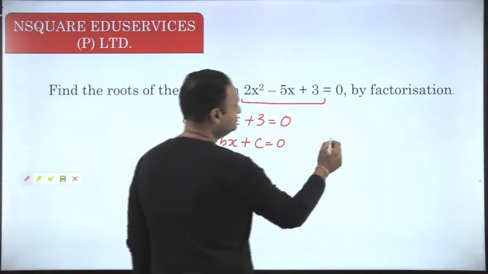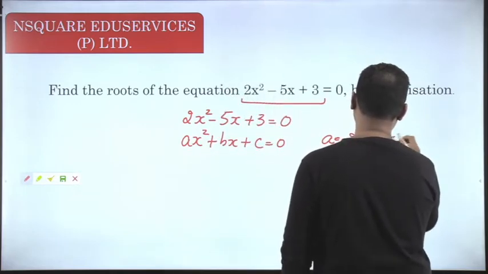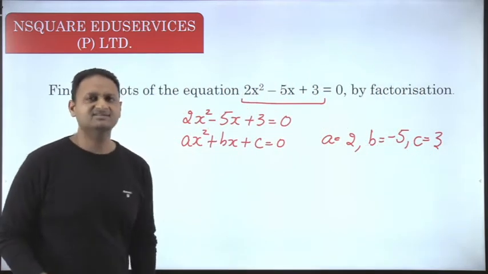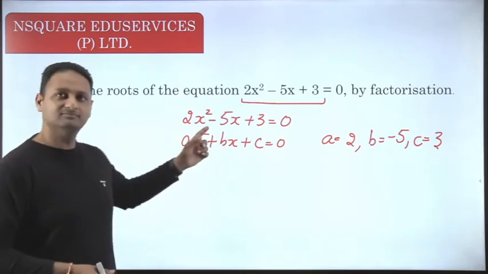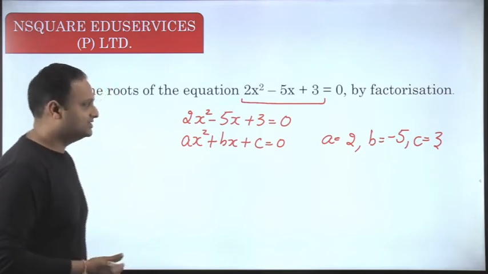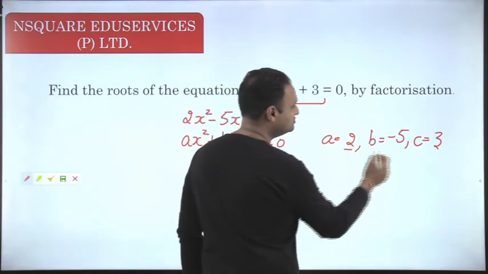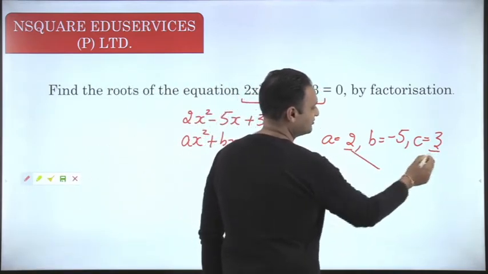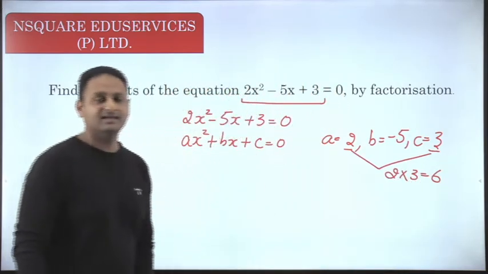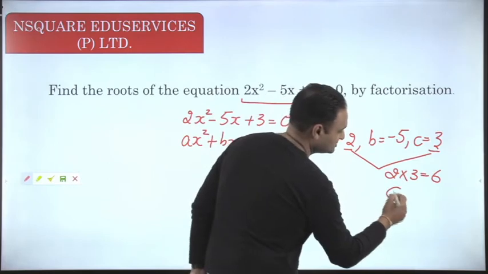So we have a = 2, b = -5 and c = 3. Right, friends, this is very clear and very obvious. a is 2, b is -5 and c is 3. Right. So now what we have to do is find the product of a and c. Here a is 2, c is 3. The product of 2 and 3 is 6. Then we need to find the pair of factors of 6.